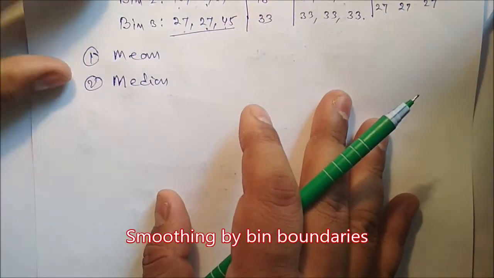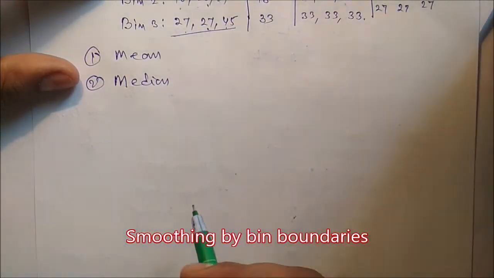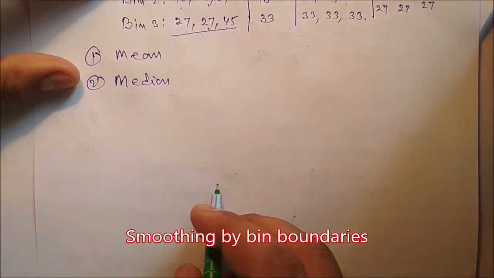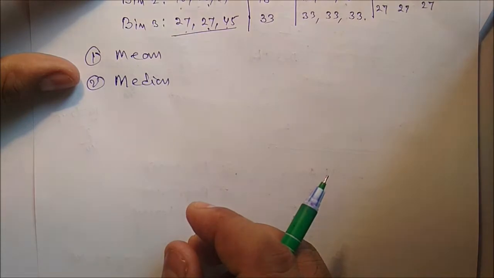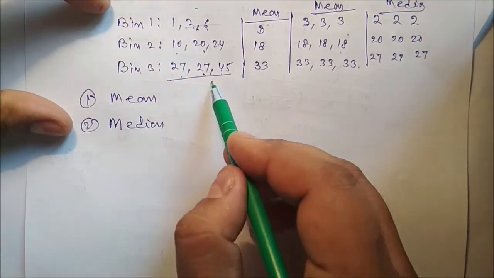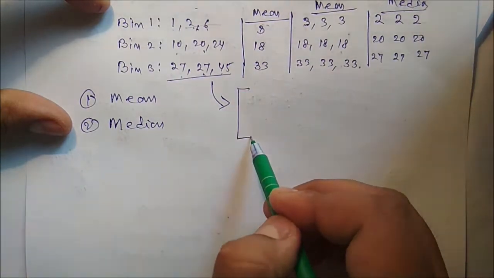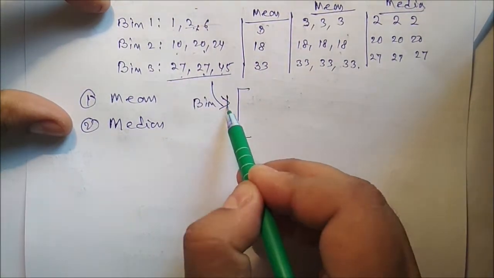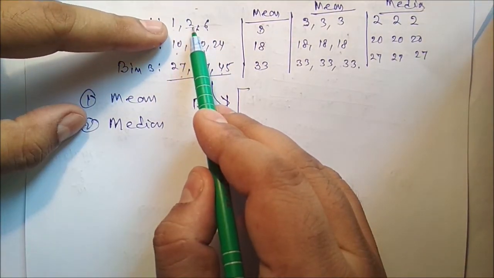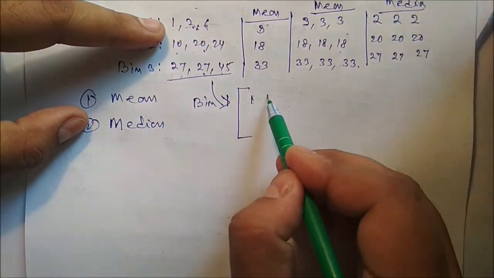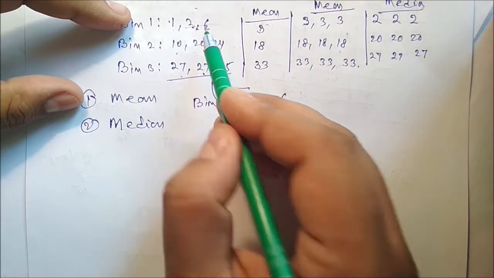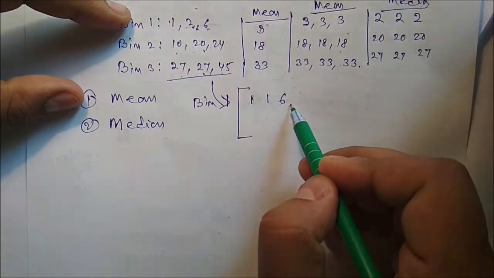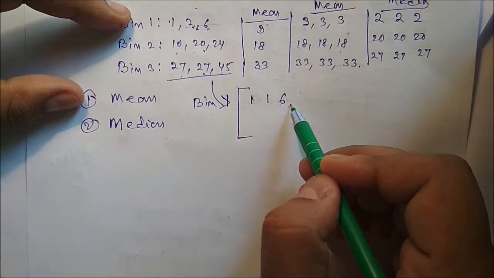After that we can do smoothing by boundary. The minimum and maximum values in a given bin are identified as the bin boundaries. Each bin value is then replaced by the closest boundary value. So we can see, say bin 1: the minimum value is 1 and the maximum value is 6. The closest to 2 is 1, so we can replace with 1, 1, 6, or it may be 1, 6, 6.